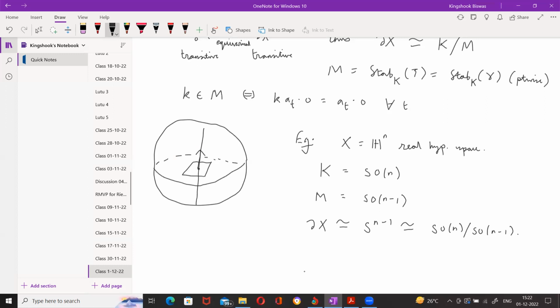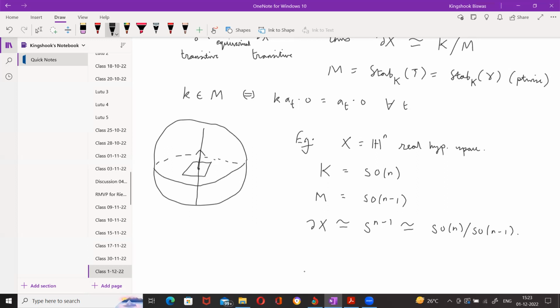But this is the visual boundary. For higher rank symmetric spaces, those are CAT(0). But there, the visual boundary, for any simply connected, complete manifold of non-positive curvature, as we saw last time or yesterday, is always topologically a sphere, S^(n-1), right?